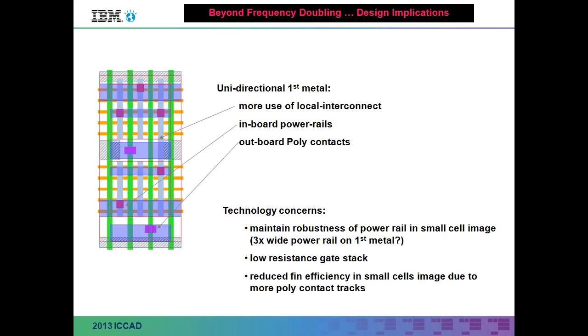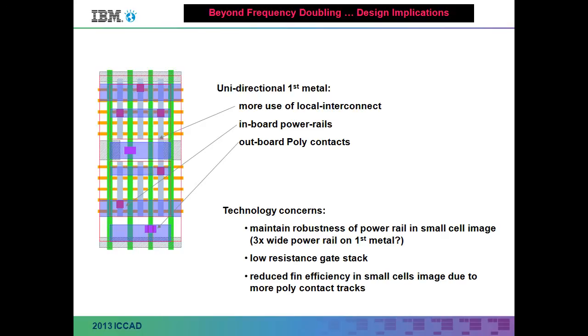So you move some of the poly connections kind of outboard, right, to the edge of the cell. Which means if you make your poly connections out there, you can't run your power rail out there because that space is already taken. So you have to go to inboard power rails, and the whole thing kind of trickles through that.